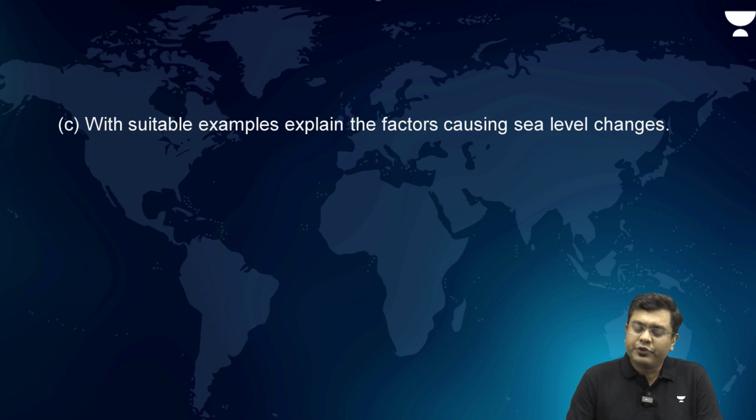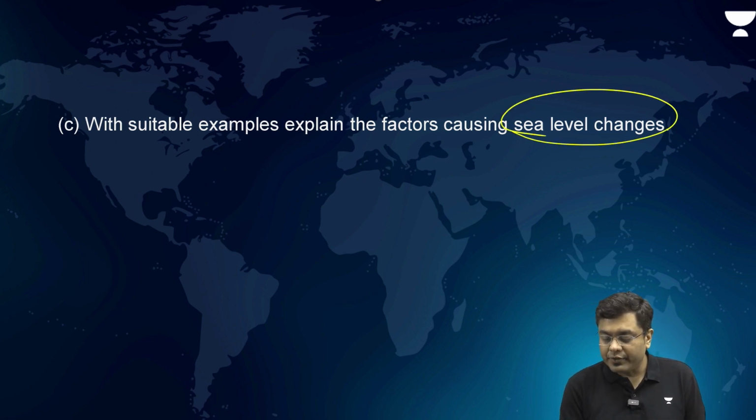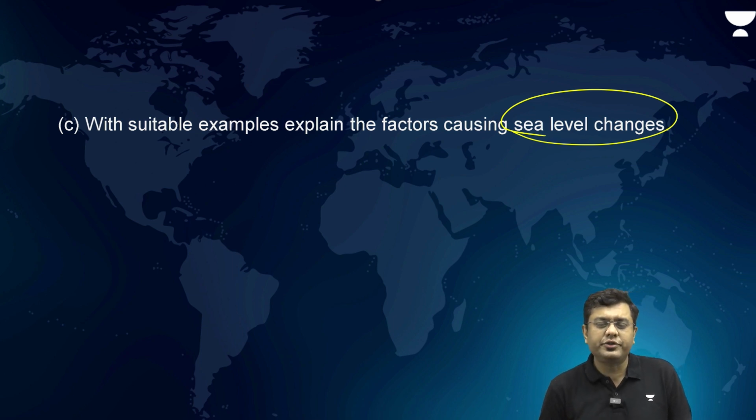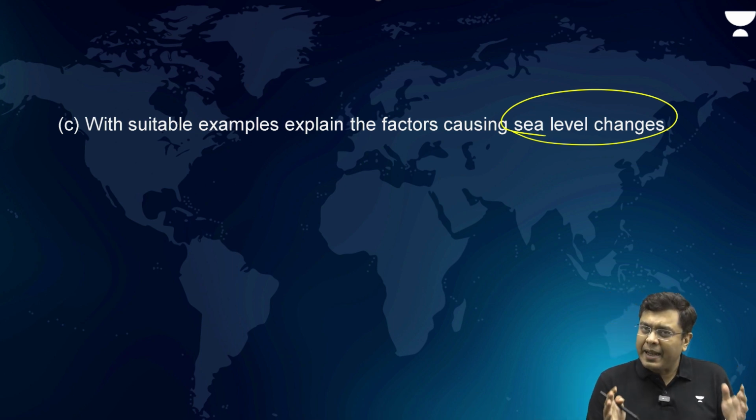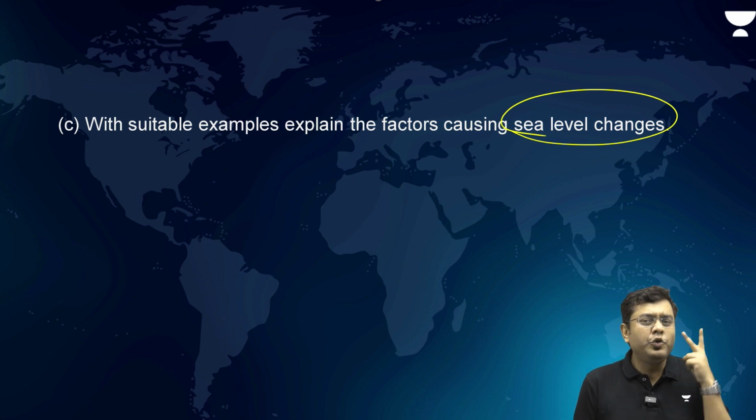Then, with suitable examples, explain the factors causing sea level changes. Now, this is in tune with the questions being asked even in the GS paper with regards to the sea surface temperature rise. Now, when we talk about the sea level changes, they can broadly be categorized as happening because of two reasons. What are those two reasons?